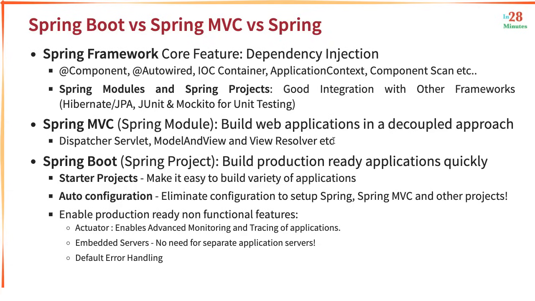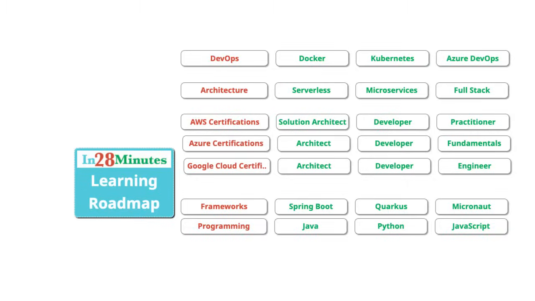Spring Framework is all about dependency injection. Spring MVC is a Spring module which helps you to build web applications. But when you use Spring MVC, there is a lot of configuration that is needed. Spring Boot helps you to avoid that configuration. It helps you to build applications quickly. Spring Boot makes it easy to build your applications through starter projects and auto configuration. I'm sure you're having an interesting time, and I'll see you in the next step.